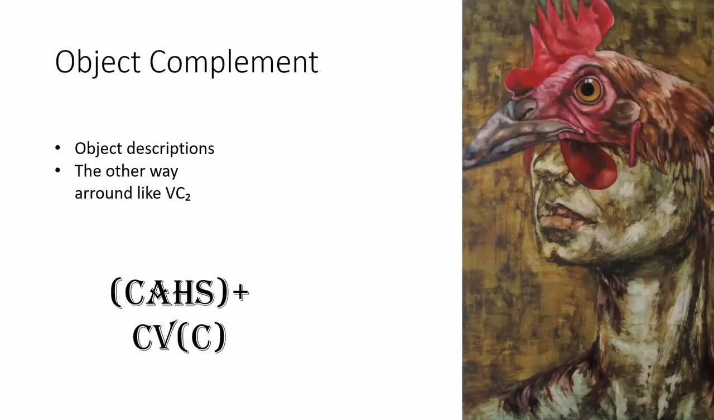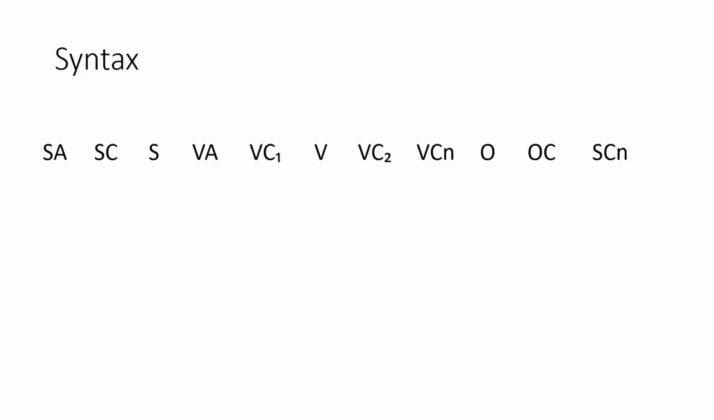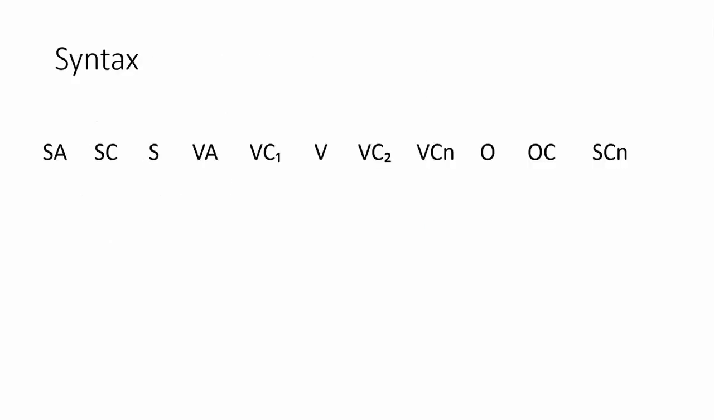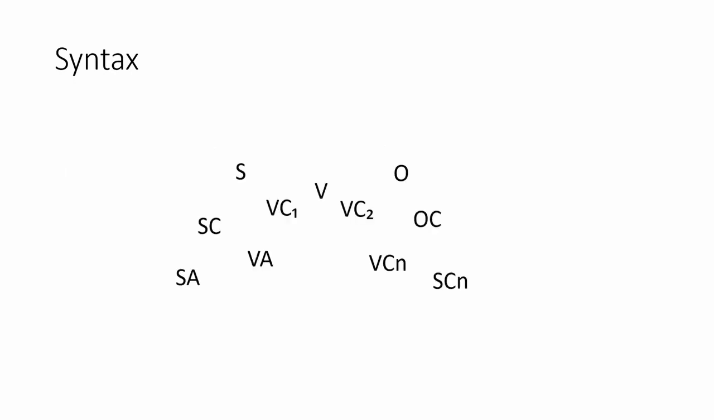Lastly comes a sentence concluder. Its job is not only to indicate the sentence's end, it is to indicate the relationship between the sentence's event and the subject and object correspondingly. It consists of a brief sentence of appreciation to chickens. This syntax is unchangeable, and for translation, sentences must be arranged to fit this system. I quite like it. It looks like a chicken.